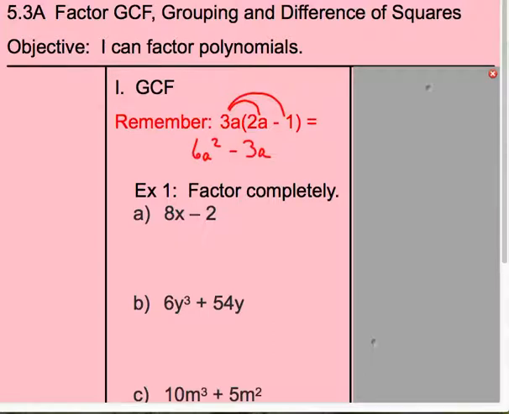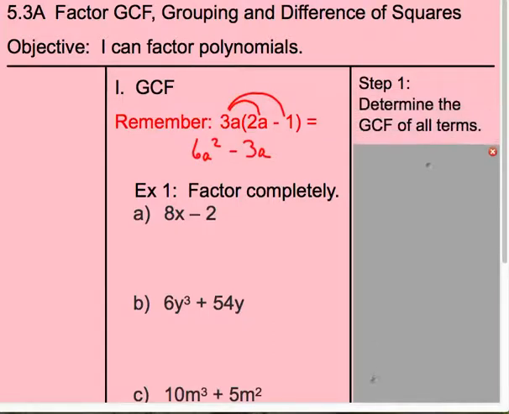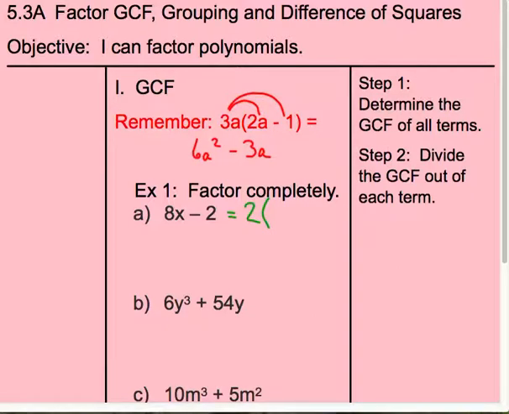The first step in factoring is determine the greatest common factor of all of the terms. So I'm looking at my first question, 8x minus 2. Well, they don't both have a variable, so that's not part of the greatest common factor. So 8 and 2 both have a 2 in common. So my GCF is 2, so I write that out, and I start with a parenthesis, and I'm going to divide, I think I only have 2 steps, divide the GCF out of each term. 8x divided by 2 is 4x, and 2 divided by 2 is 1, so we've got 4x minus 1.